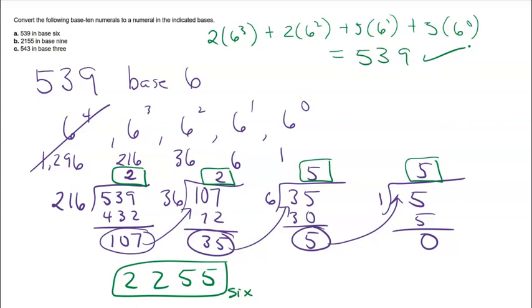All right, now let's do problem B, just to get extra practice with this, and then C, I think you can handle it on your own. But if not, you just send me a message and I'll be glad to do more of these problems. So I've got the base 10 number 2,155. That is base 10 because there's no little number written over here as the base. And we're converting that to base 9.